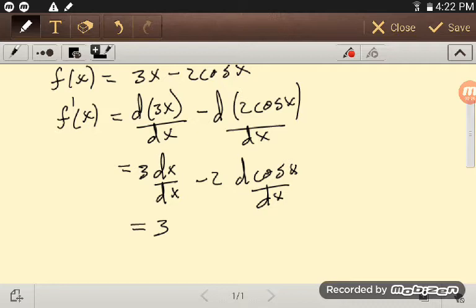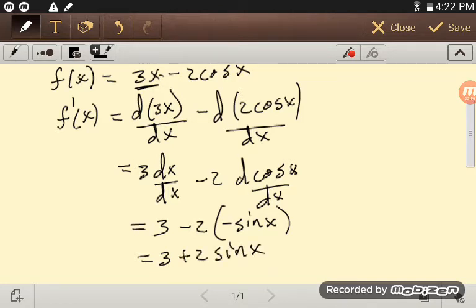Now, again, remember, this is just the slope of the tangent line. With this 3x up here, I knew the derivative was 3, because it's a linear function. Its slope is 3. So I knew that was 3, but I went through the steps here. Then minus 2 times the derivative of cosine, which is minus sine of x. And so this is 3 plus 2 sine of x.